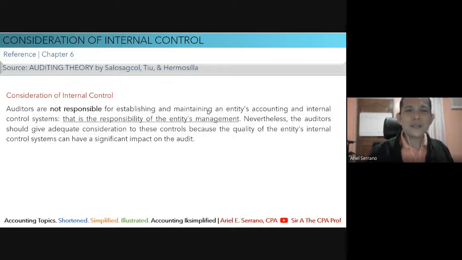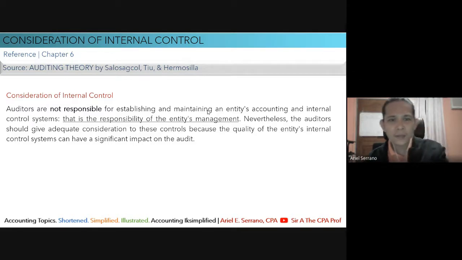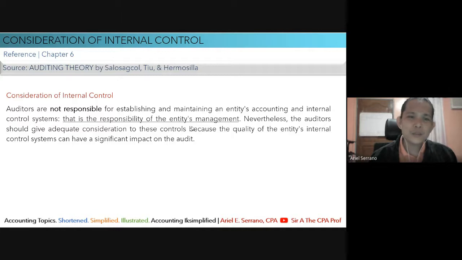Now, in considering the internal control sa audit, tandaan po ninyo, the same sa prevention and detection ng fraud, errors, and even non-compliance. Si auditor po ay hindi responsable sa pag-establish at pag-maintain ng internal control. Ito po ay responsibility ng management. Yung naka-underline dito. Although, of course, si auditor, he or she should give adequate consideration. Dapat i-consider niya itong mga presence ng mga internal controls because, sabi nga dito, the quality of the entity's internal control systems can have a significant impact on the audit.